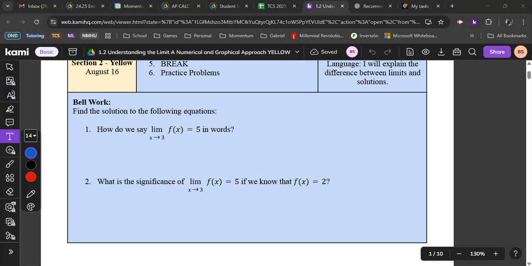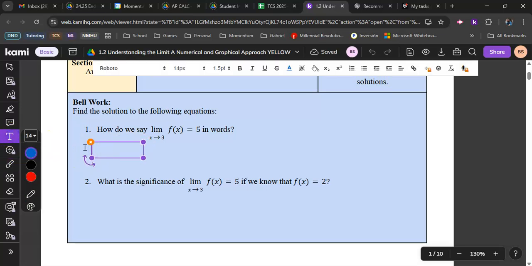All right. So, who got the bell work? Who feels confident? Anyone? How do we say this in words? The limit of f of x as x approaches 3 is 5. Perfect, exactly. So the limit of f of x as x approaches 3 is 5. Awesome.